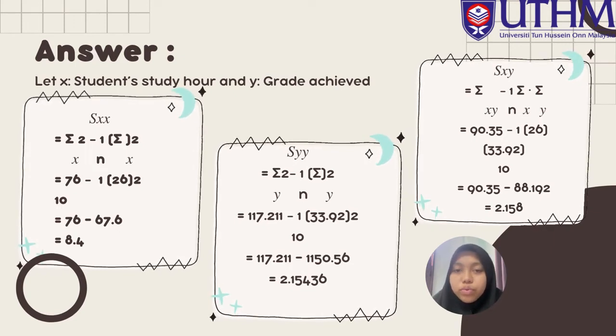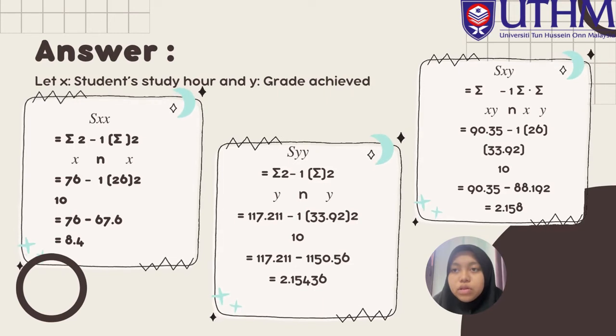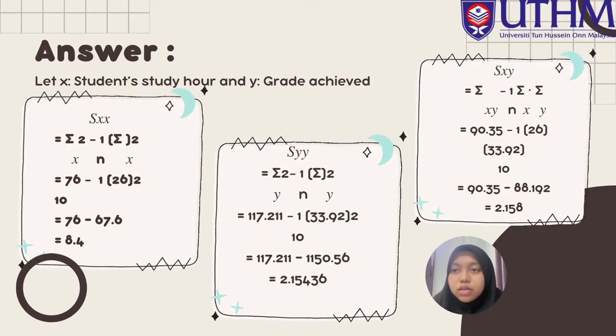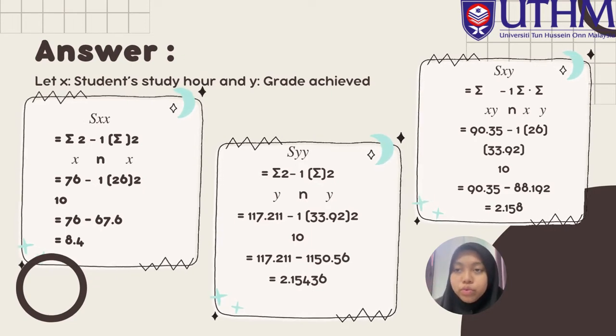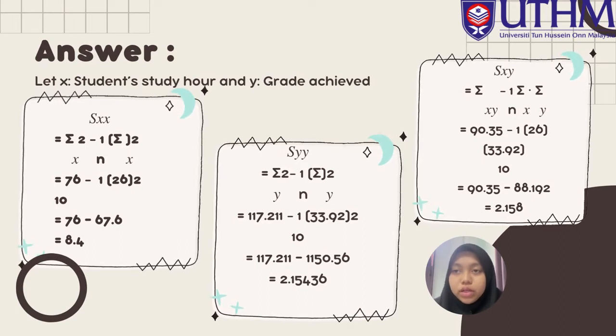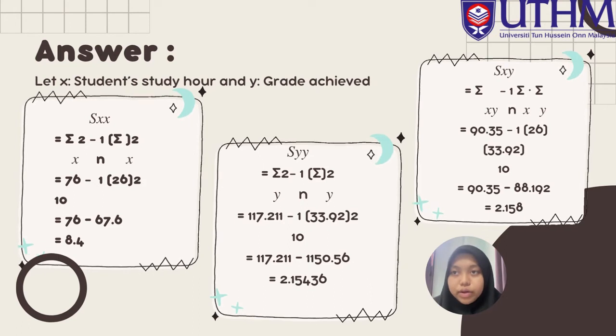And last is Syy, where the formula begins with total y squared minus 1 divided by n times total y squared, and it will be 170.211 minus 1 divided by 10 times 33.92 squared, which is 170.211 minus 150.56, and the answer will be 2.15436. Okay, we just get Sxx, Sxy and Syy.